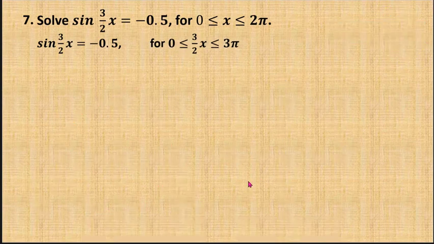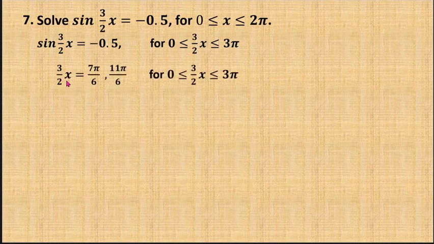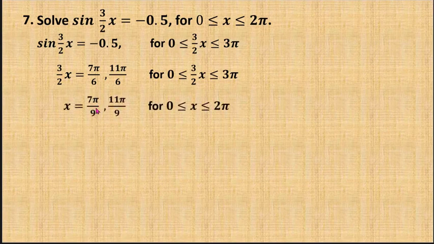So now I'm going to list down all the values of angle 3 over 2 x, which is in the range from 0 to 3 pi. This is not the final answer because the final answer should be the values of x. So to find the values of x, all the values should be multiplied by 2 over 3. Then I got 7 pi over 9 and 11 pi over 9, which is in the range from 0 to 2 pi.